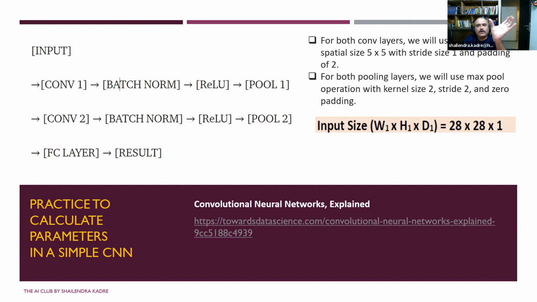This is one particular set that you keep on repeating many number of times. So if you want to repeat, then you will repeat again: convolution 2, again batch normalization, ReLU, and pooling 2. ReLU is nothing but the activation function. In the coming slides, we'll see why we are using ReLU and why we are using batch normalization.